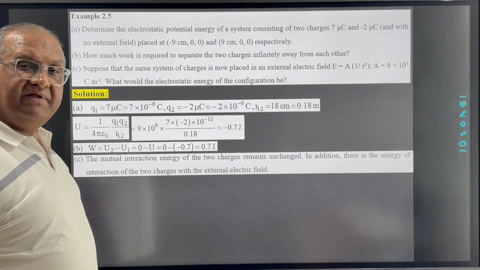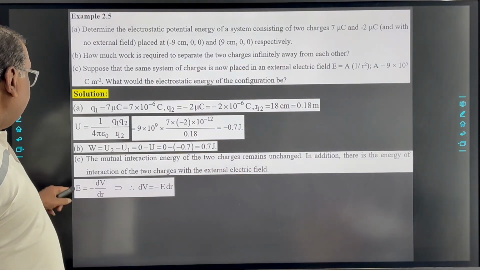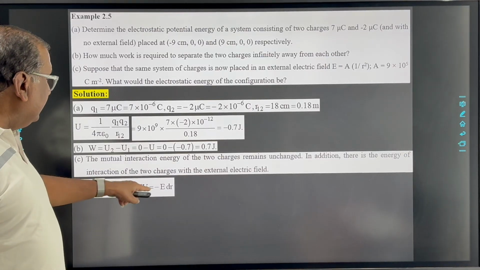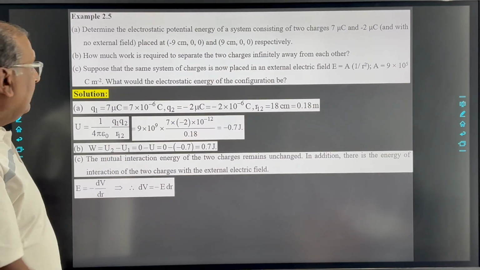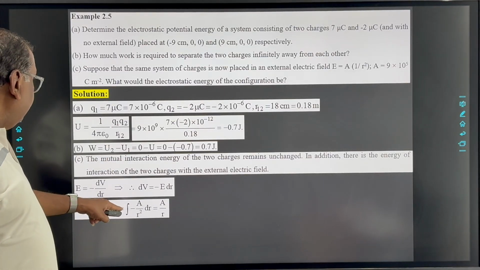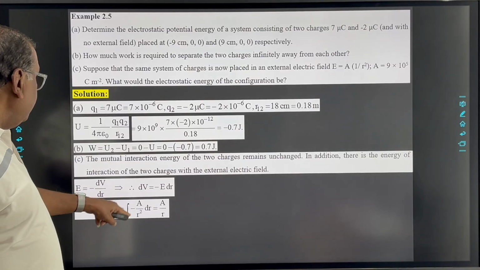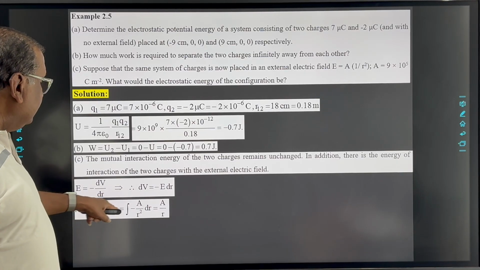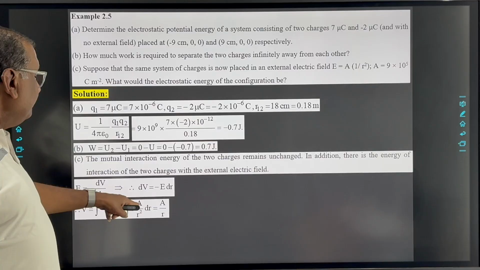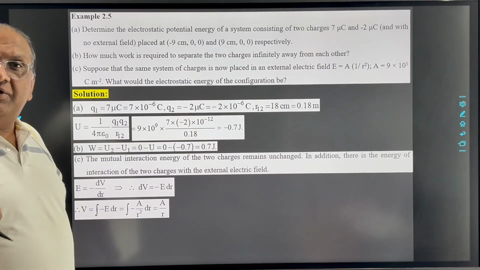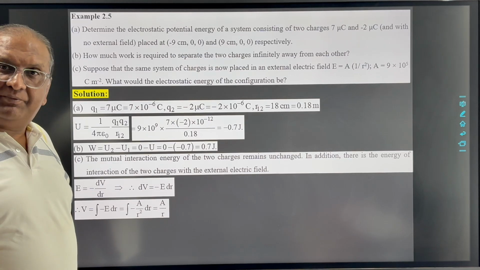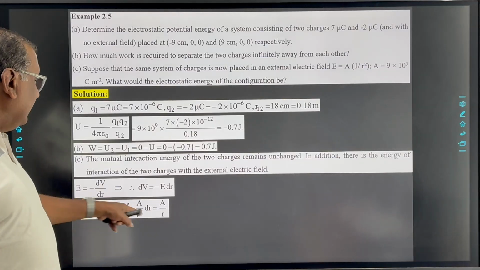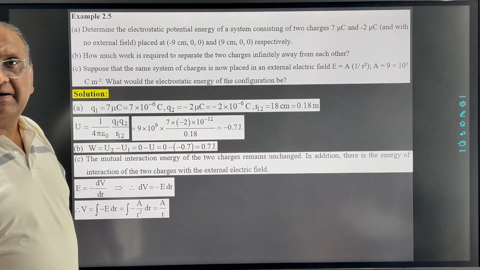Now we already derived the relationship between electric field and potential, that is E equal to minus dV by dr. So dV is minus E dr. Now E is 1 upon r square into A. So we can write V is integration of minus E dr. E is replaced by A upon r square, and if you integrate 1 upon r square, then that is minus 1 upon r. A is constant, so keep it as it is. So finally you will get V equal to A by r.